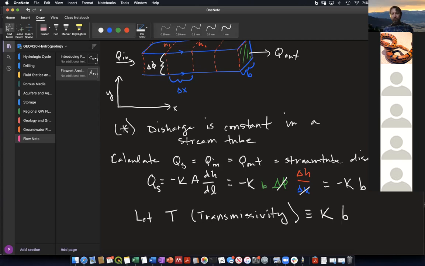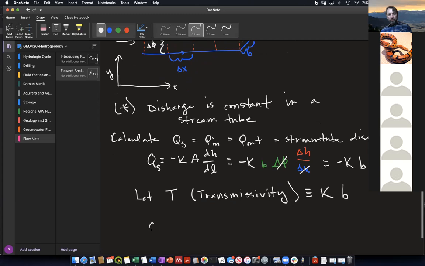So using the definition of transmissivity, we can write the stream tube discharge Q sub S as negative T times delta H. And remember, this negative sign is just to make sure that we know we're moving in the right direction. So the discharge from a stream tube is negative T times delta H.